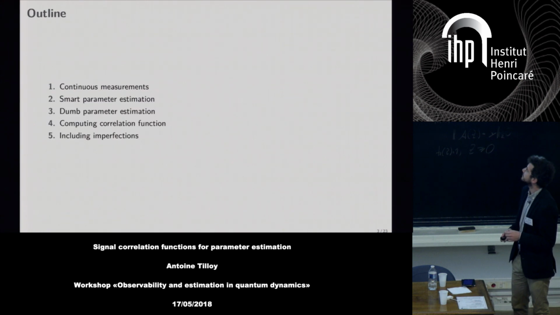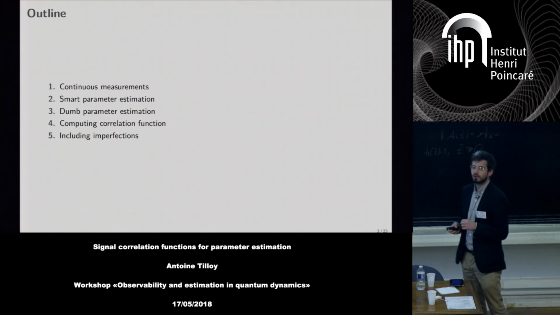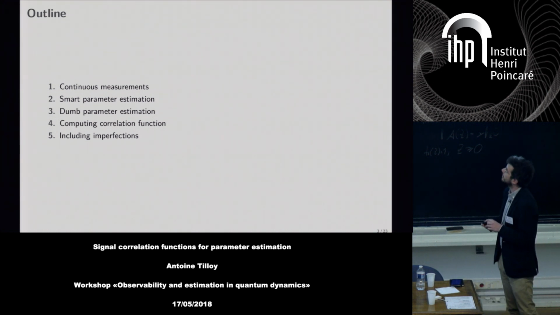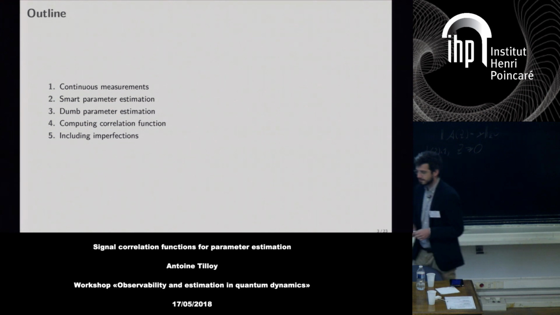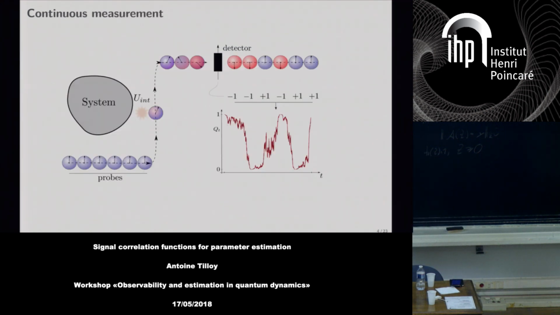I know Andrew Jordan talked about continuous measurement, but I will reintroduce them. I will present the smart parameter estimation method in this context, then present the dumb parameter estimation, compute the correlation function that it requires, include imperfection, and then discuss a bit what are the drawbacks and the interest of the two approaches.